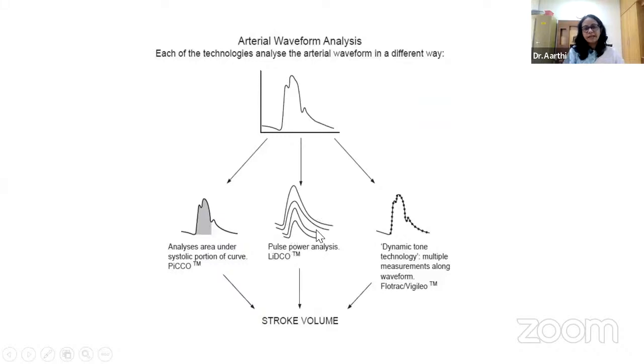pulse power analysis is the methodology used to analyze the arterial waveform, and in FloTrac and Vigileo, the dynamic tone with multiple measurements are done, analyzing the multiple waveforms to derive and mention the stroke volume or, indirectly and directly, the cardiac output.